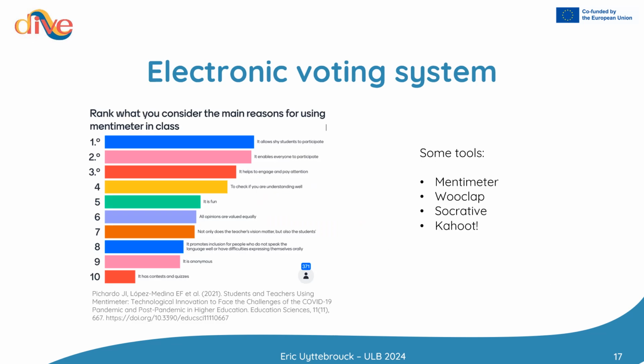An electronic voting system allows the teacher to ask students questions during a lecture to check prerequisites, verify comprehension, maintain attention, etc. Students can answer using their laptop or phone, often anonymously, and the teacher can immediately display the survey results graph and use it as a basis for discussion. There are many tools on the market like Mentimeter, Socrative, Kahoot, etc.